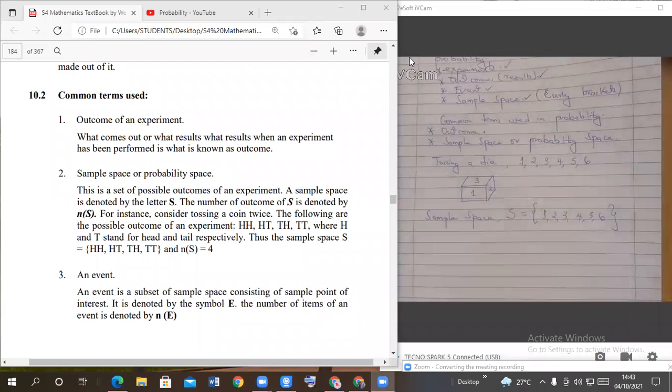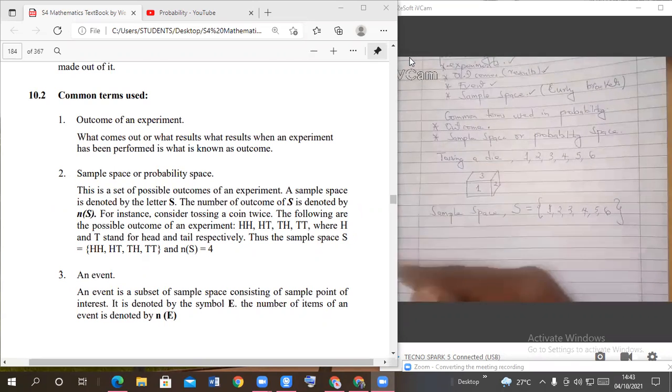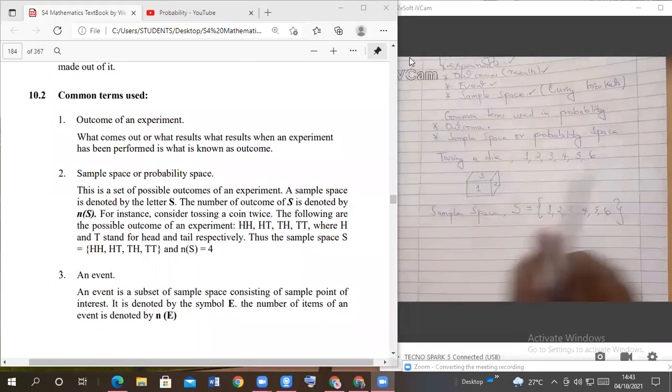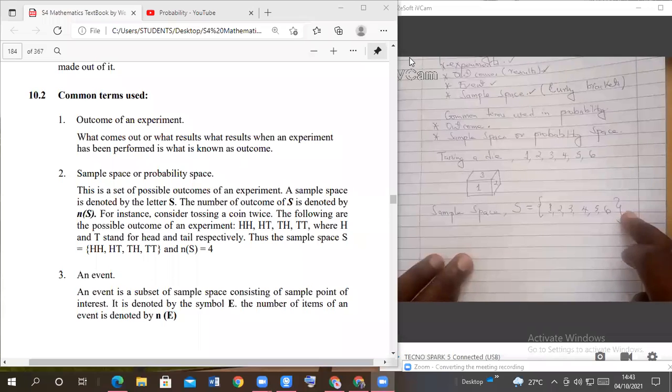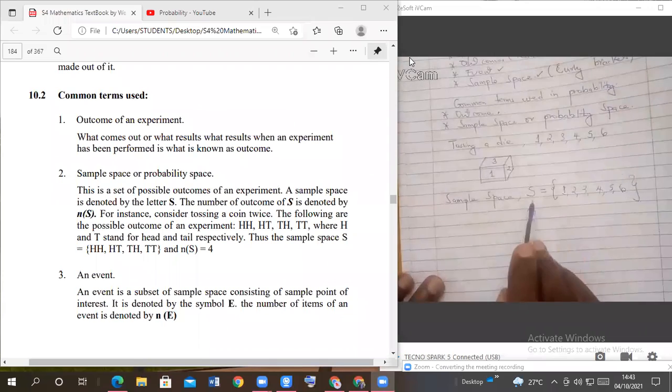Sure. All right. So you have got the difference between outcome and sample space, right? Yeah. Outcome is what you get when you toss a die. But after trying out a given series of experiments, what you come out with gives you a sample space. And the sample space is denoted by letter S.